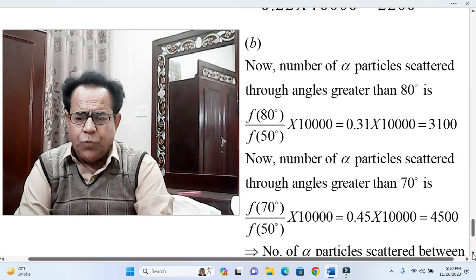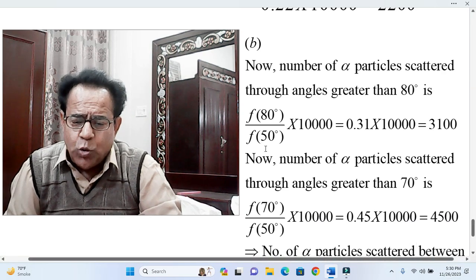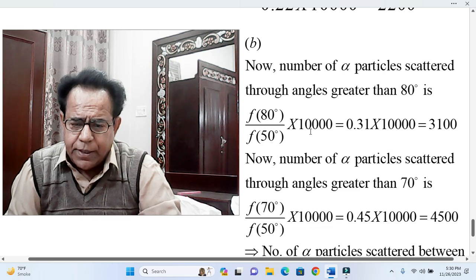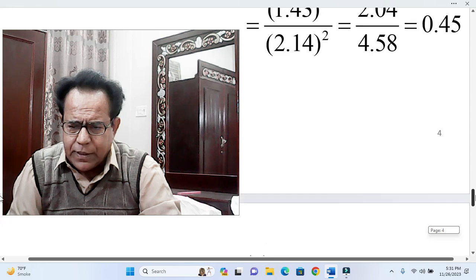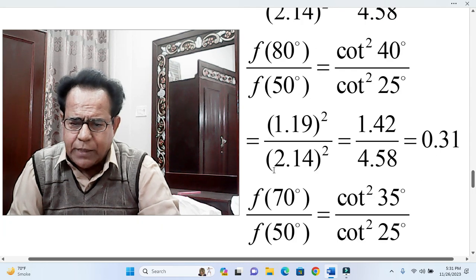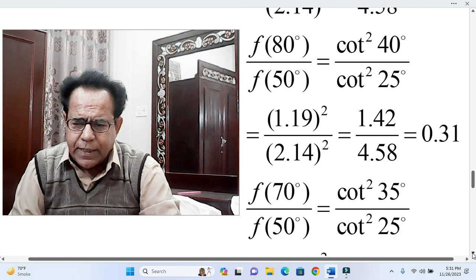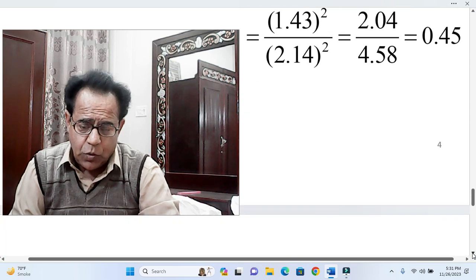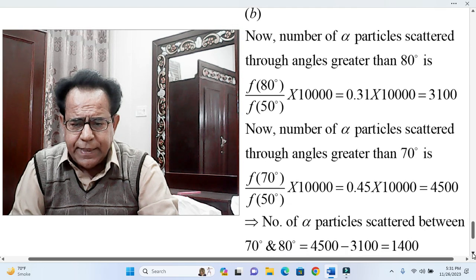Now the number of alpha particles scattered through angles greater than 80 is F80 over F50 into 10,000. Its value is 0.31. We see which is 0.31. F80 degree over F50 degree is equal to 0.31. Here we have taken this value 0.31. So when we multiply 0.31 with 10,000, it becomes 3,100.